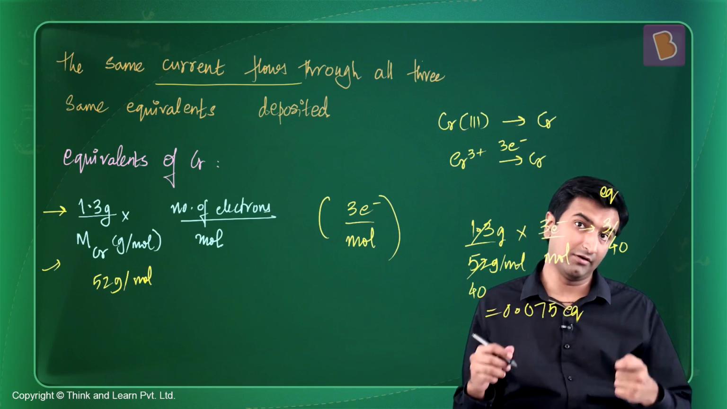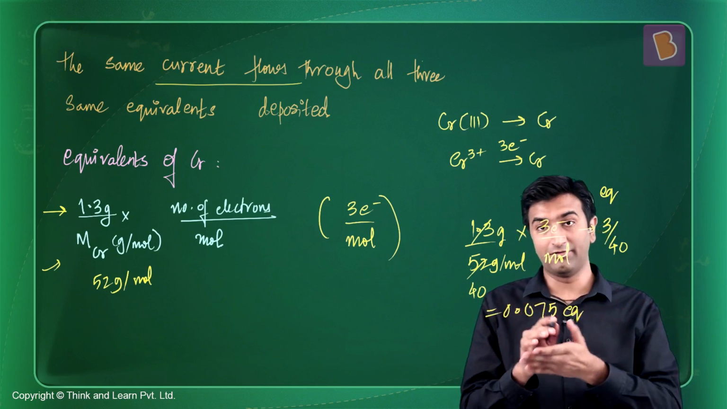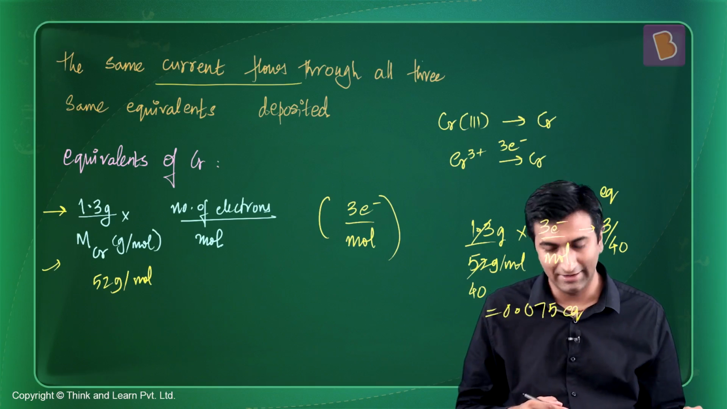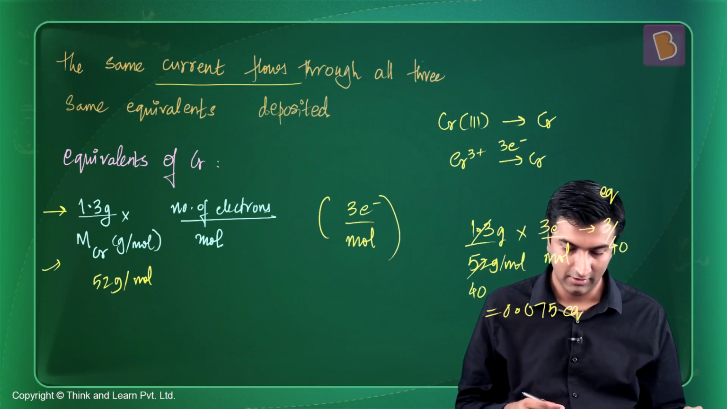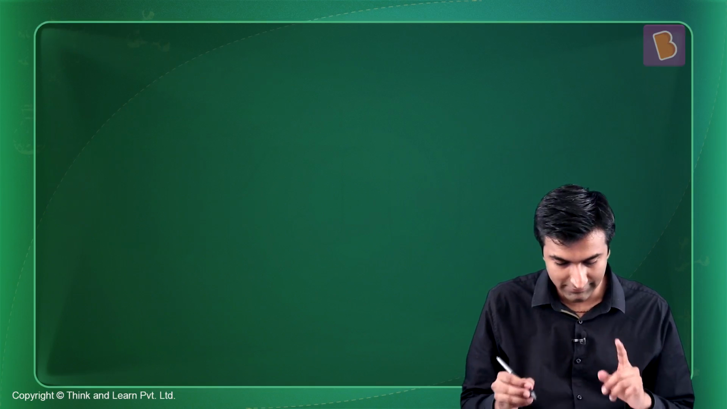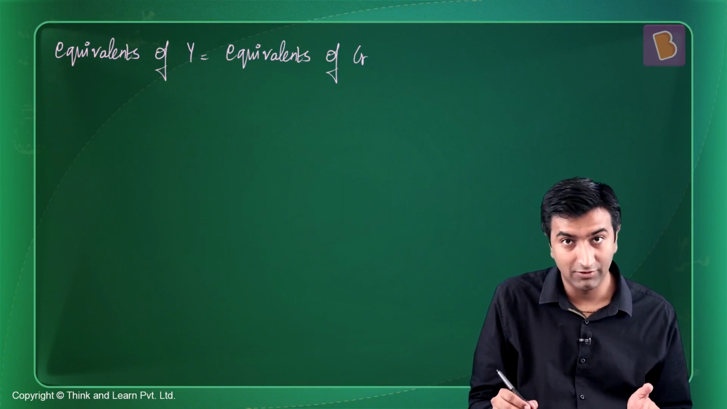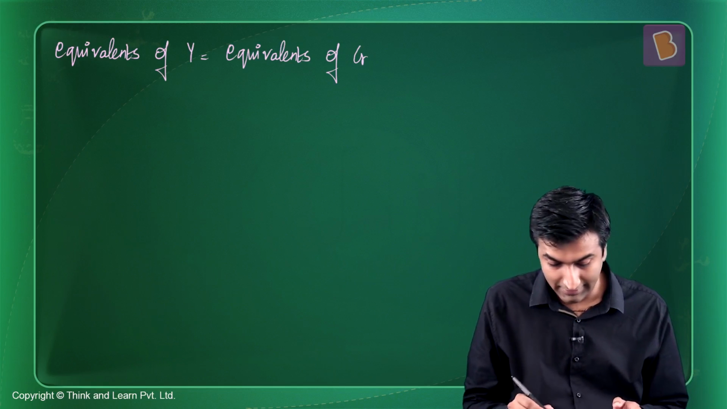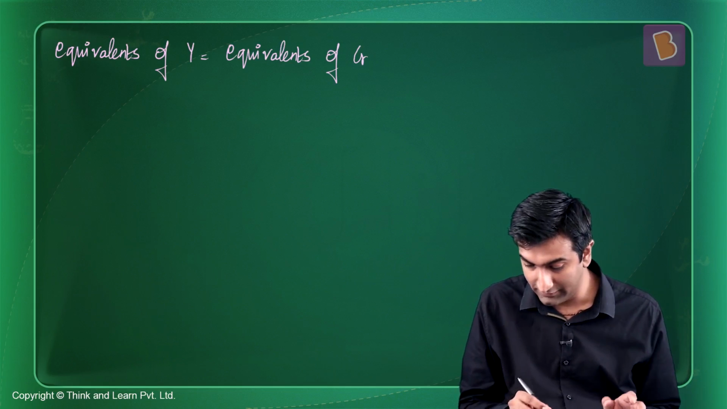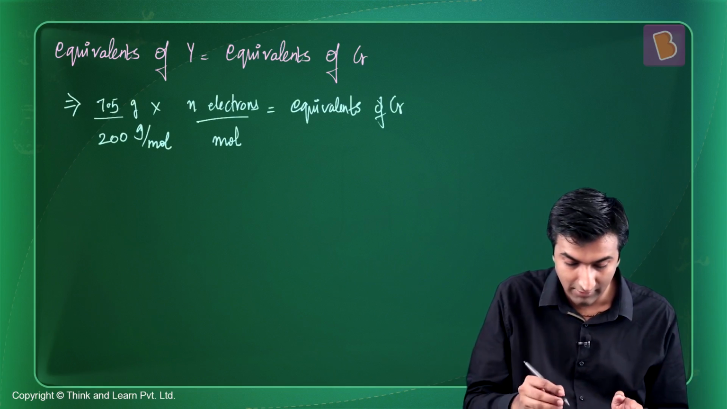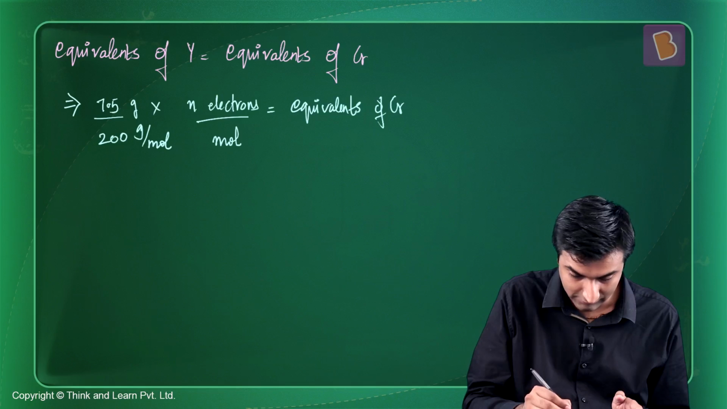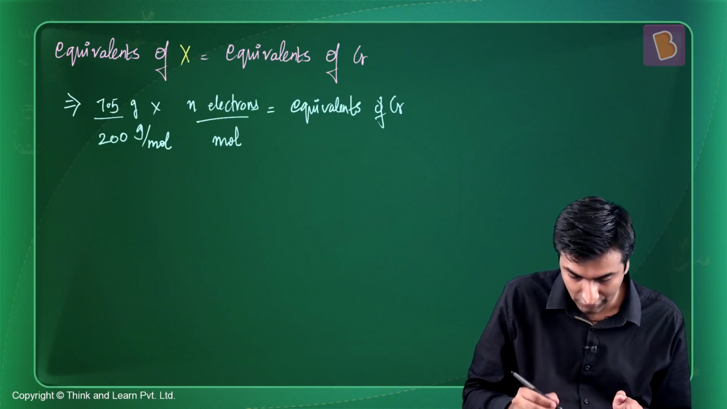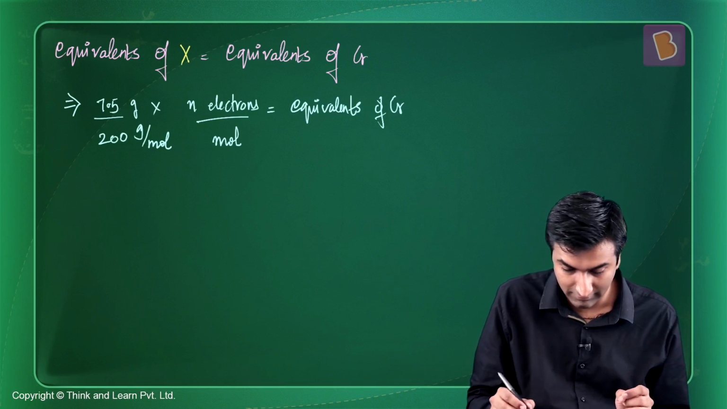Now from this, we're going to find out the n value in X^n+, and also what to do with Y, and finally get the identity as well as the number of valence shell electrons in Y. First thing, equivalents of Y are going to be equal to equivalents of Cr, and also the equivalents of X, right? In this case, the mass that gets deposited is 7.5 grams, and this is X, not Y here. This is the equivalents of X we're talking about. It's going to be equal to the equivalents of chromium.